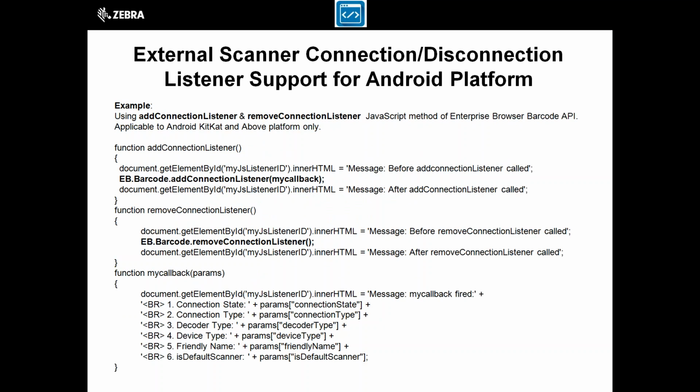Then, as I have mentioned earlier, we are also providing support from the Enterprise Browser barcode API. The methods which we have exposed from the barcode API are add connection listener and remove connection listener. One can see that I am invoking using the EB namespace, followed by the barcode module object, then invoking the add connection listener method, wherein I am passing a callback which is named my callback in this case.